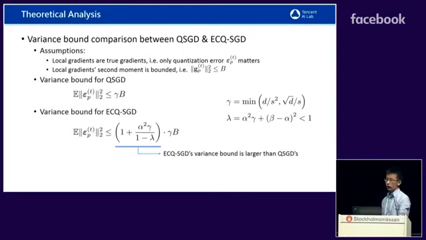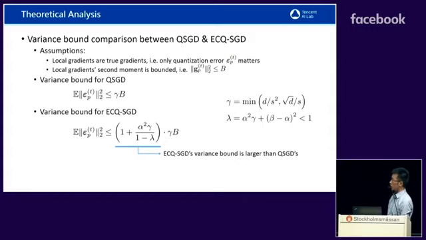And for the ECQ-SGD, we have the following result. As you can see, it is slightly larger than the QSGD's variance bound. This is because we use the error feedback scheme here, so the previous quantization error will also contribute to this. But with properly chosen hyperparameters, we will ensure that this will not be much larger than the QSGD.